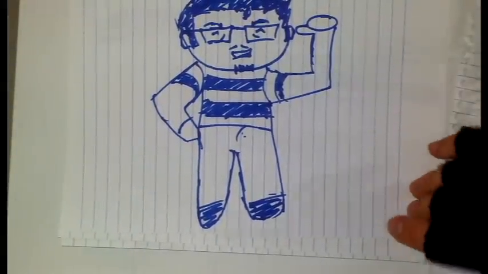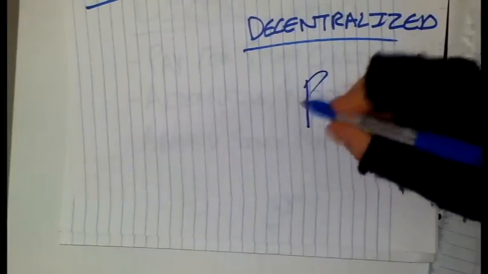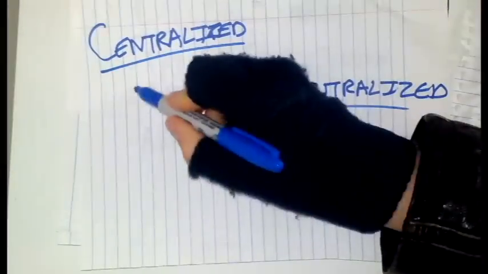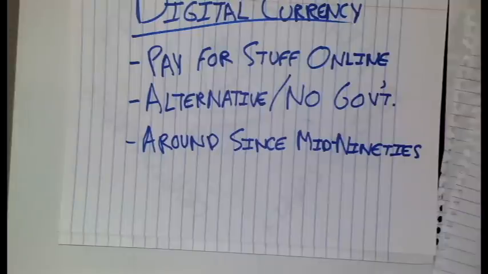Today, I'm going to be talking about centralized and decentralized digital currencies, specifically the Bitcoin and the VEN. First off, let's explain the concept of a digital currency. Digital currency is an alternative form of currency that is used to buy goods and services over the internet, almost always without the backing of a national government.